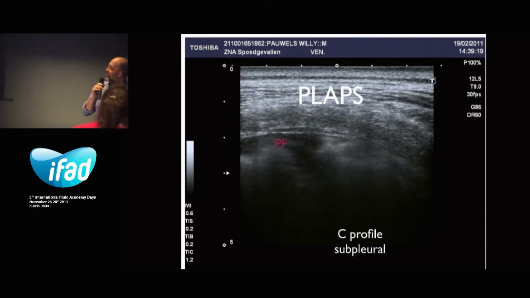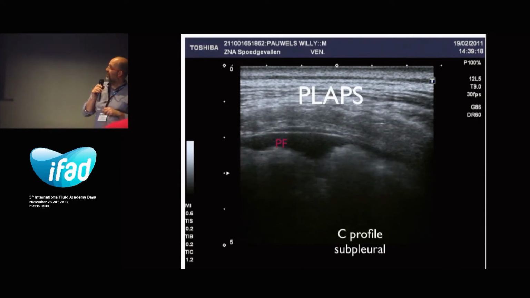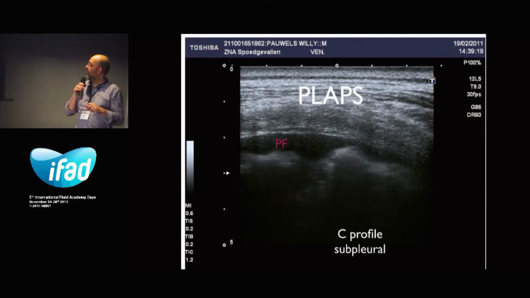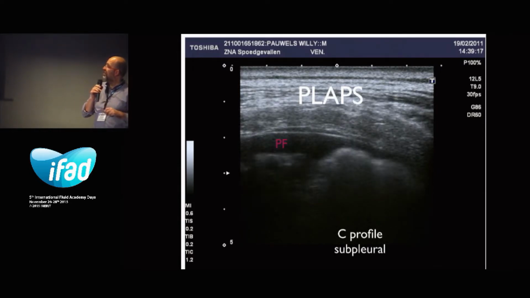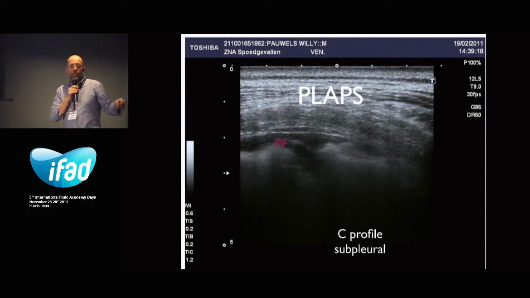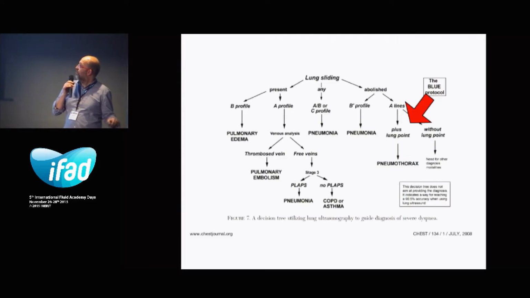Other kind of image, same patient, pleural fluid, a very sick, very irregular lung, white, gray, dark, not very good lineated. It's typical for a C profile, and it's typical for a pneumonia. Pneumothorax. With pneumothorax, we don't have any lung sliding. We have A-lines with or without lung point.